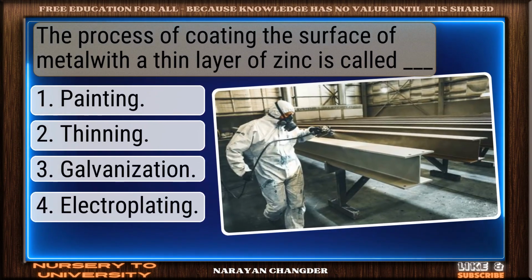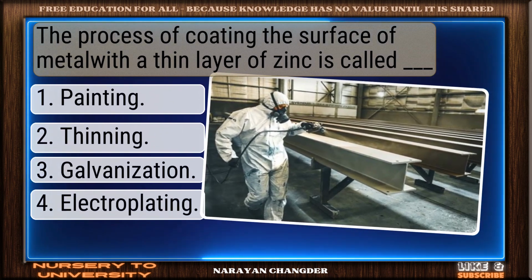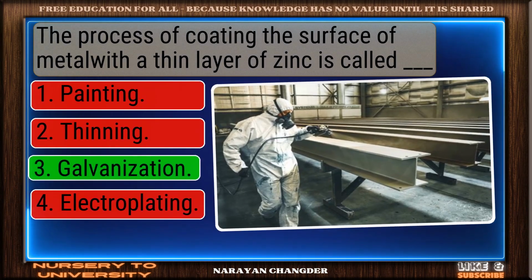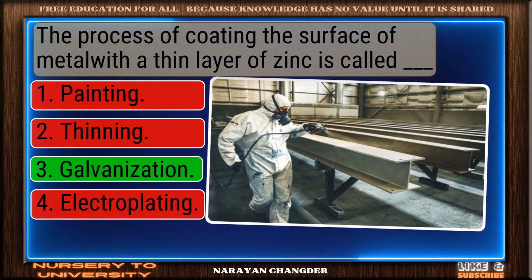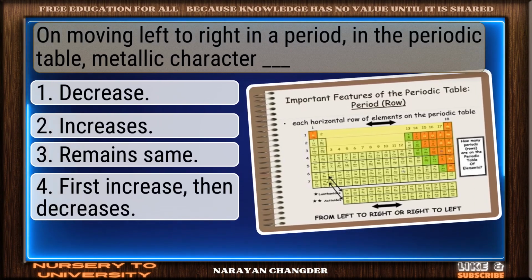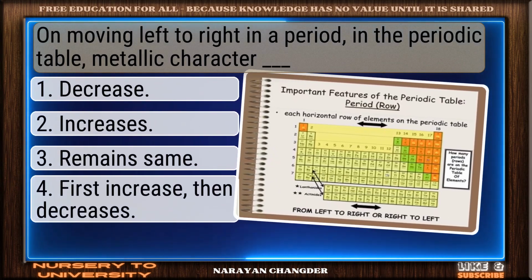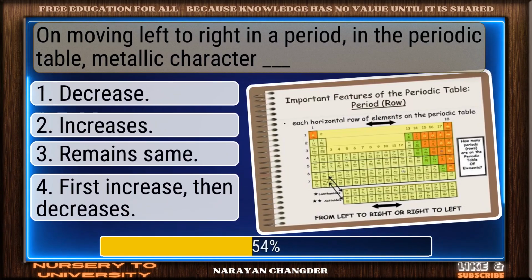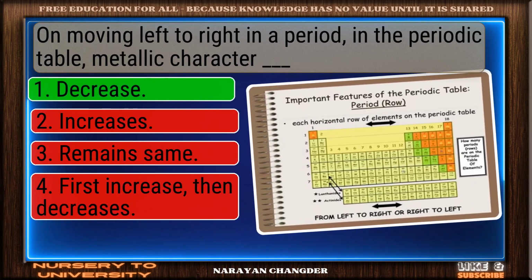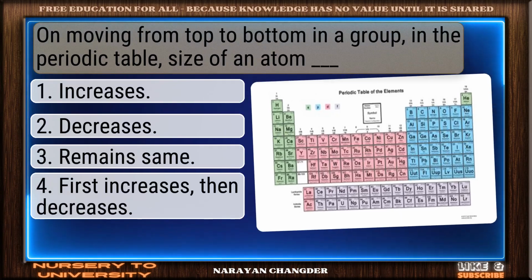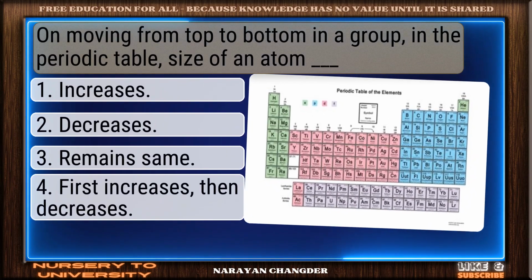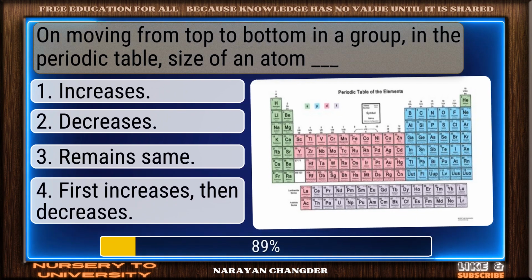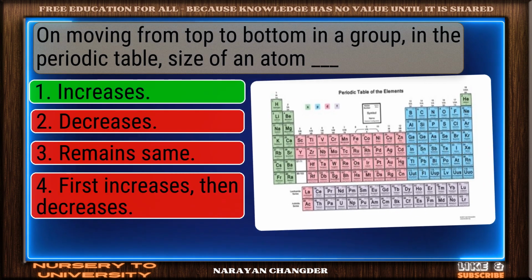The process of coating the surface of metal with a thin layer of zinc is called dash. Well done. Galvanization is right. On moving left to right in a period in the periodic table, metallic character dash. Sharp thinking. Decrease is right. On moving from top to bottom in a group, the size of an atom dash. Great job. Increases is accurate.